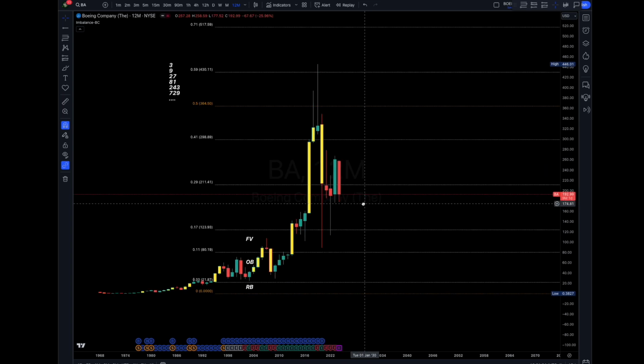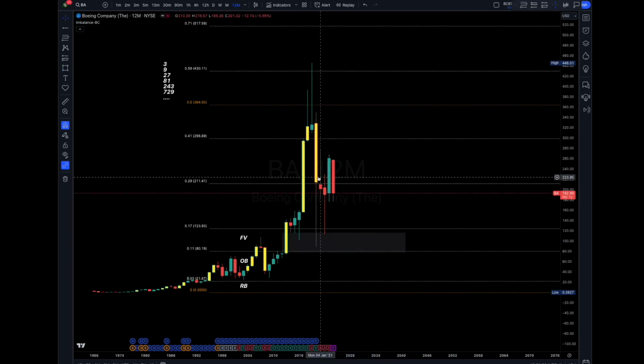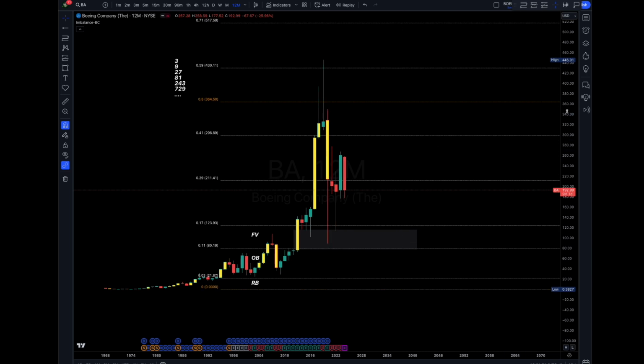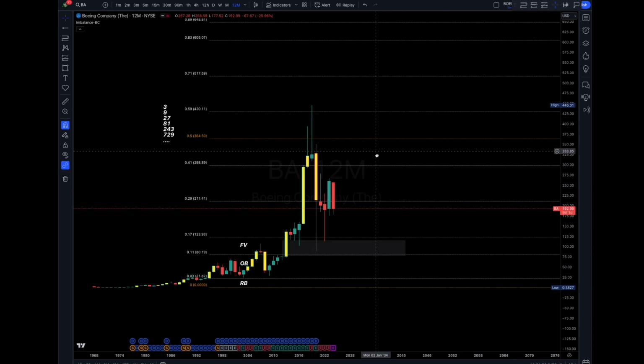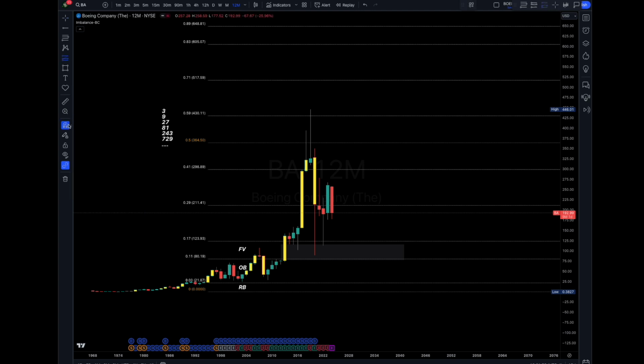So we had our fair value gap in the fair value gap partition. And price dipped into it twice, 2020 and 2022. Now, what happened in 2022? We had the war or the special operations happening between Russia and the Ukraine. So if I were to purchase Boeing, I would put a limit order right here.